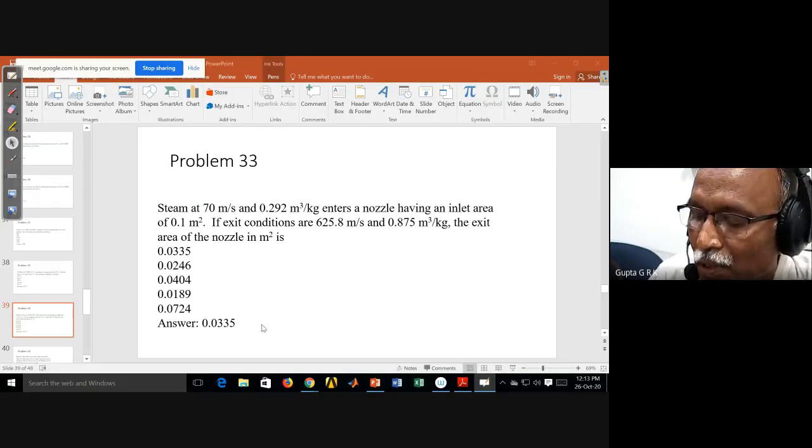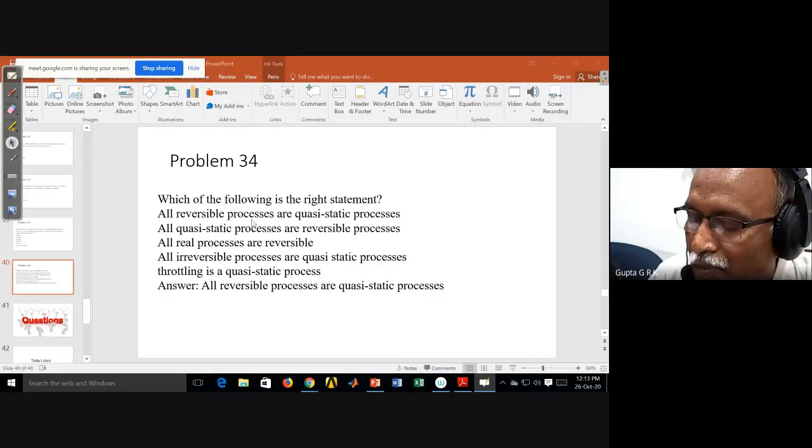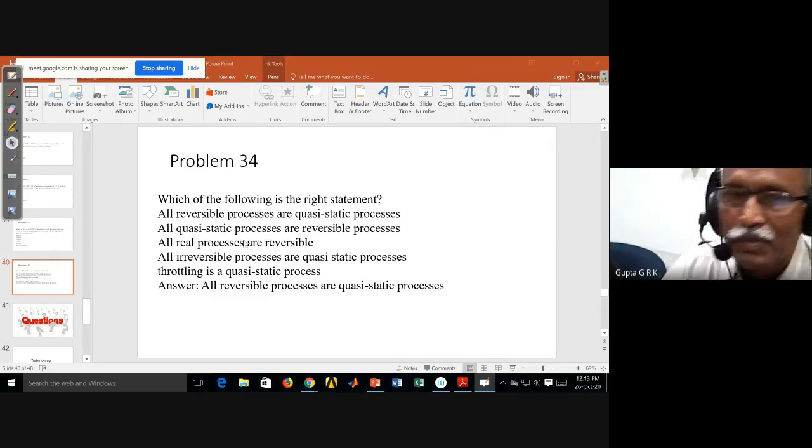I think these are the problems that are given. Only one is given, which of the following is the right statement. You know that all reversible processes are quasi-static processes. So this is right and all the others are wrong. Okay, any question?